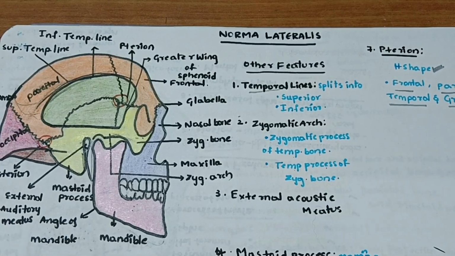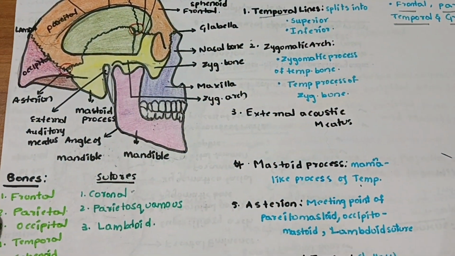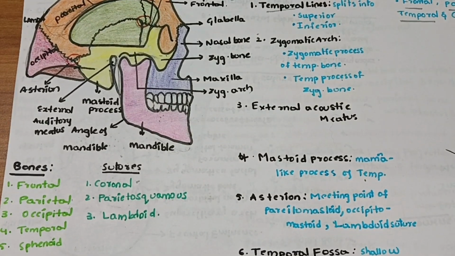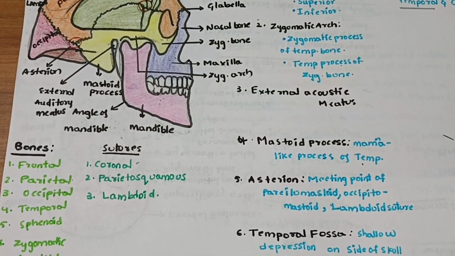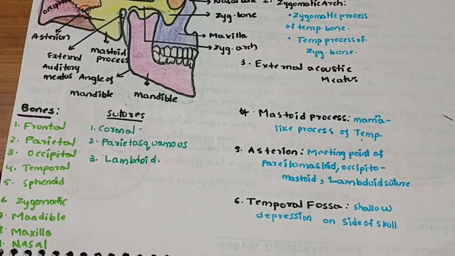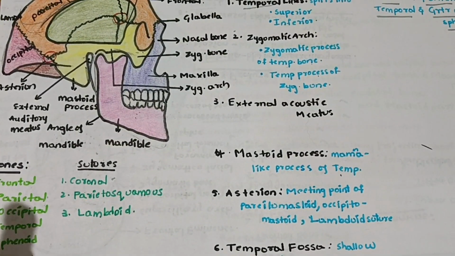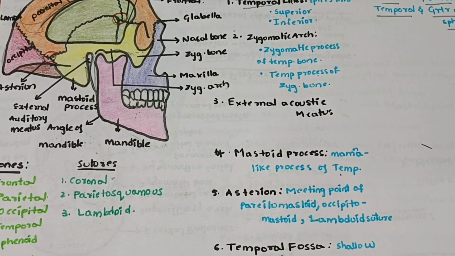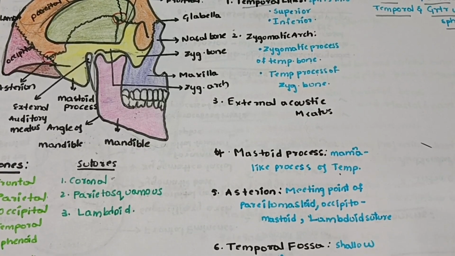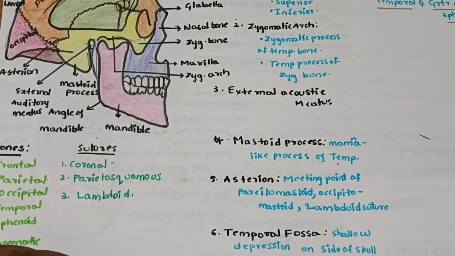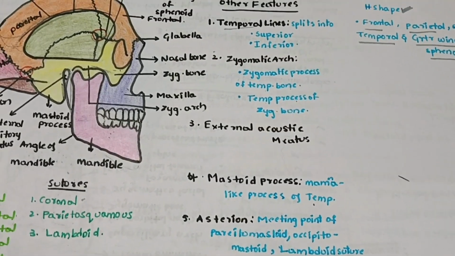So, what are the main bones that we can appreciate in the lateral view of the skull? Frontal, parietal, occipital, temporal, sphenoid, zygomatic, mandible, maxilla, and nasal bones. And the sutures are coronal, parietosquamous, lambdoid sutures. And what are the main features other than bones and sutures? Temporal lines. The temporal line is divided into superior and inferior temporal line, and zygomatic arch formed by zygomatic process of temporal bone, temporal process of zygomatic bone, and external acoustic meatus, mastoid process, asterion, temporal fossa and pterion. This is the Norma Lateralis.